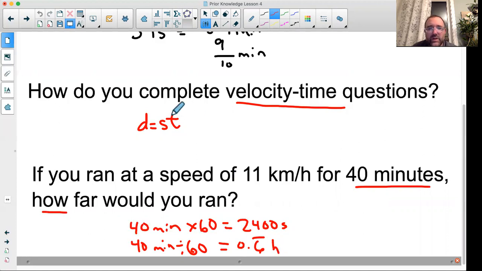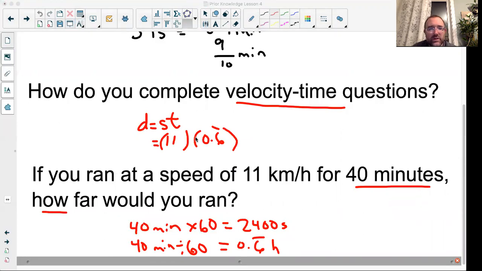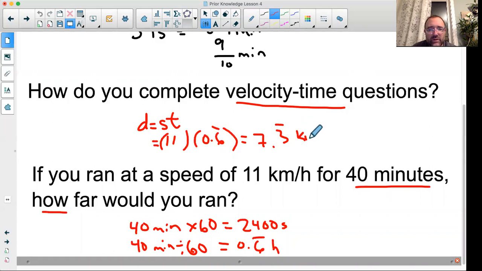Now we could use the following formula. We know the speed, we know the hours now. That will now give us the solution. 7.3 recurring, and that is how many kilometers it traveled. 0.3 of a kilometer, and then 7 kilometers of that. So you're going to be dealing with questions like that too. And always remember the units have to be the same.